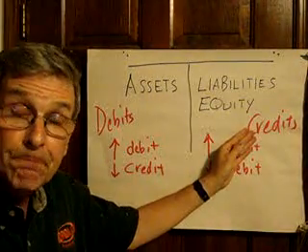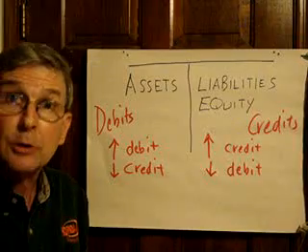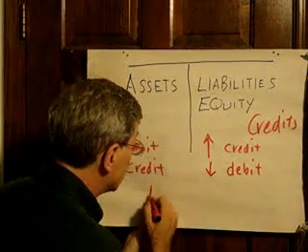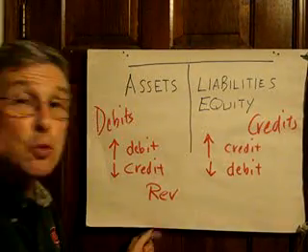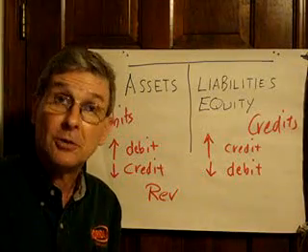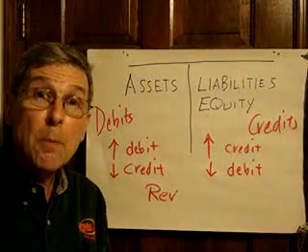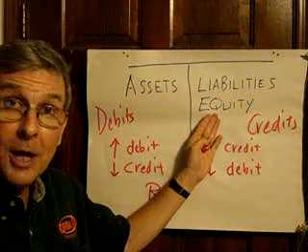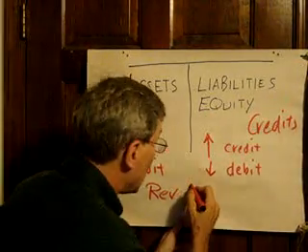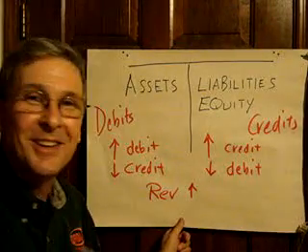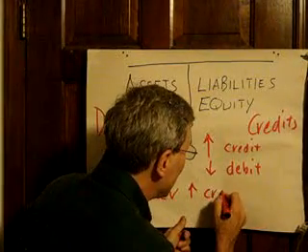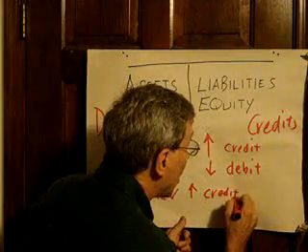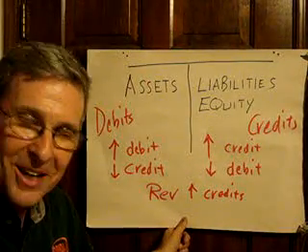Easy to remember, right? Let me just add a couple of more things. Let me talk about revenues. Now remember, revenues is when you make earnings by selling goods or services. Now, when you earn revenues, how does that affect your equity? Equity goes up, right? Now, when equity goes up, what do we have? Credits. Okay, so just remember, revenues are always credits, okay?